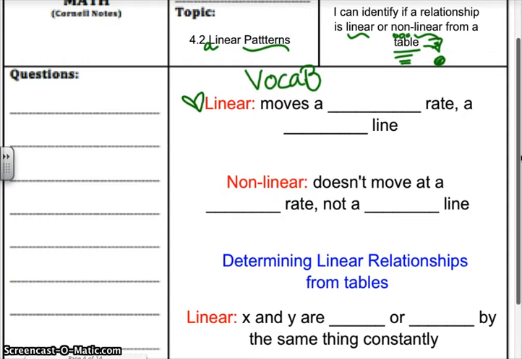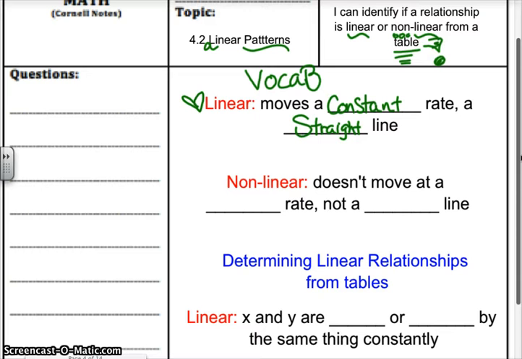Some vocab words aligned with this lesson. You need to know the word linear. Linear moves at what we call a constant rate. And when it moves at a constant rate, we are talking about a straight line.